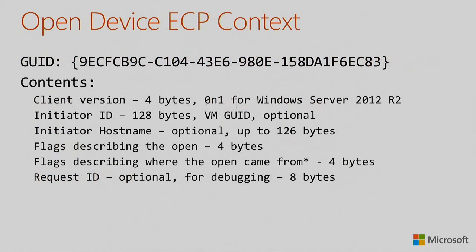Okay. Diving into that context, it's got some information about the client version. I'll go into the versioning story later. An initiator ID. So for SCSI commands, having an initiator ID is useful. It's a GUID. However, it's not necessarily included. It might be all zeros. So for administrative operations, it's not tied to a virtual machine, and so the ID will be 0.